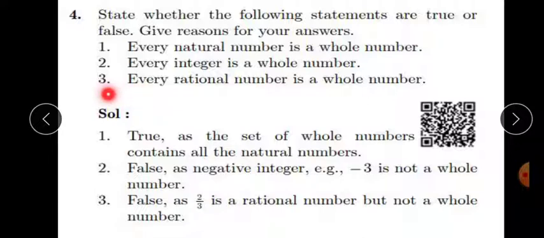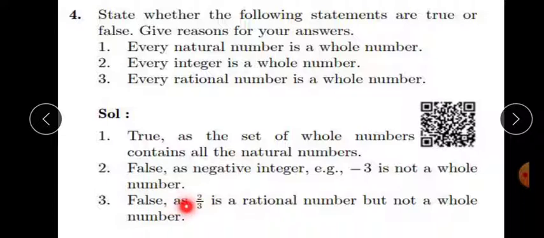Okay. Question number 3. Every rational number is a whole number. Every rational number. A rational number is a number which can be expressed in the form of p by q, or we can say just like a fraction. Now see, a fraction cannot be in a set of whole numbers. So the answer is false.